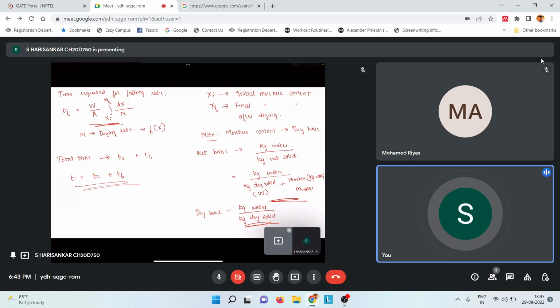So these are the basics for drying, and let's look into some previous GATE questions and problems, and maybe we'll get a more clear picture of how the drying process is and how questions come in the drying part for GATE. Okay, let's move on.